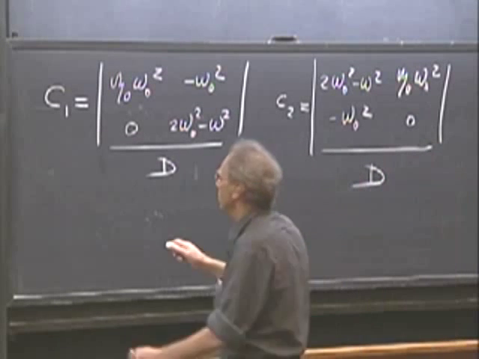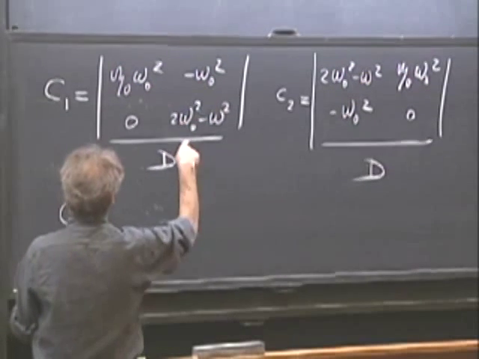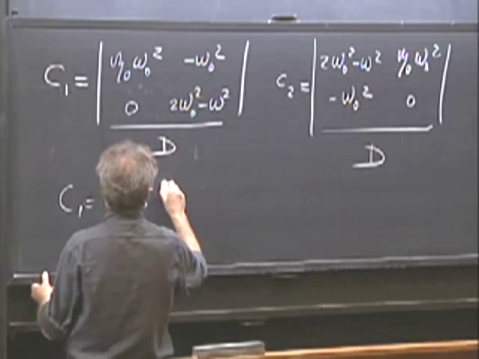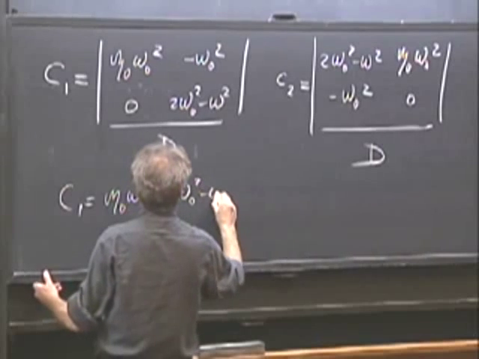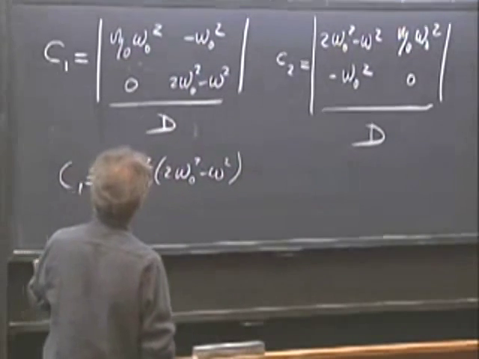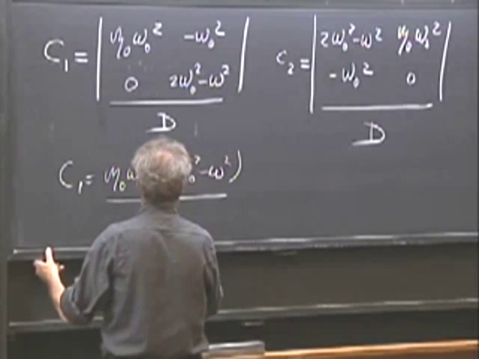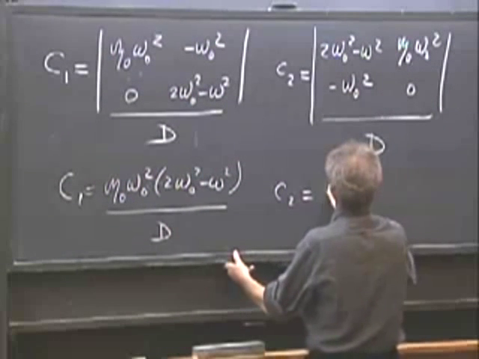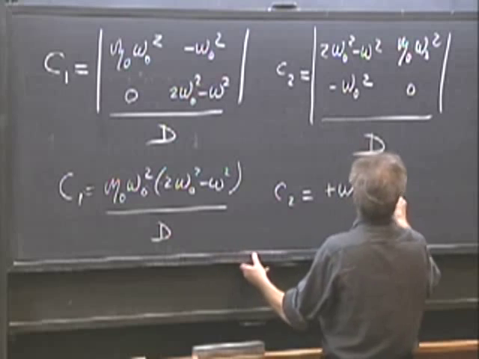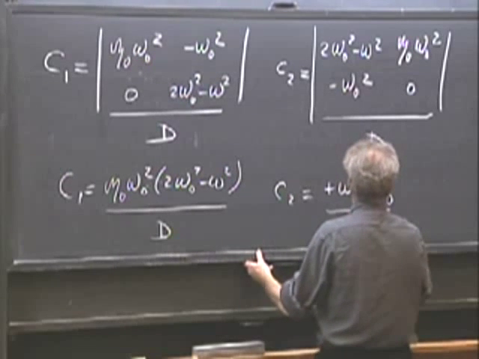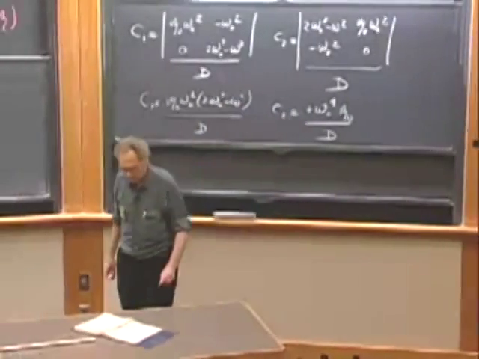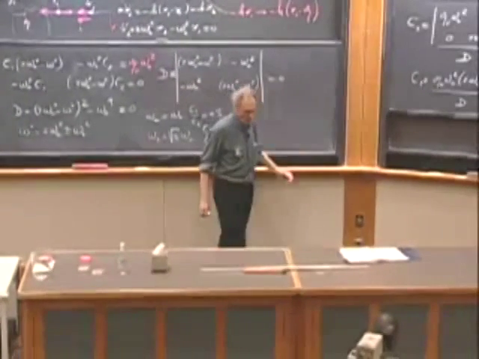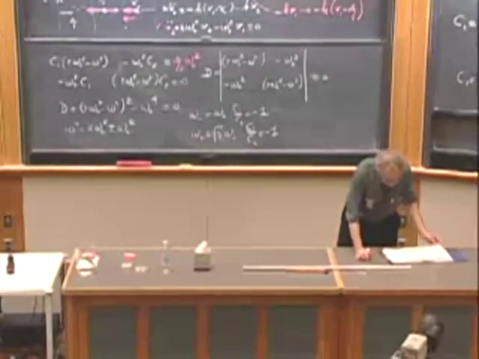If I work C1 out a little further, then I get C1 equals eta 0 omega 0 squared times 2 omega 0 squared minus omega 0 squared divided by d. And here I get that C2, this is 0, so I get plus omega 0 to the fourth times eta 0 divided by d. And d now is this determinant, but is not 0. It's only 0 for those two special frequencies.